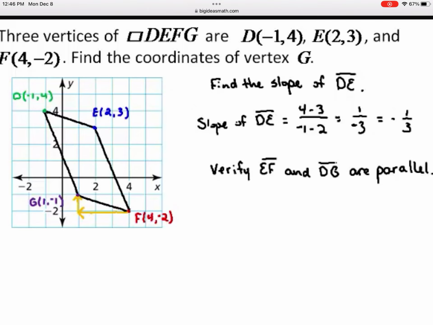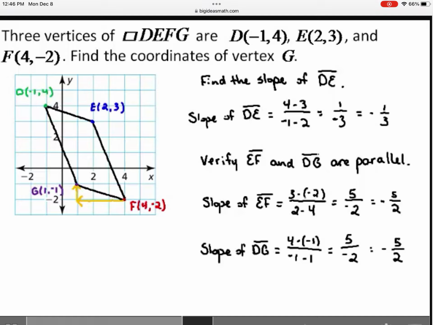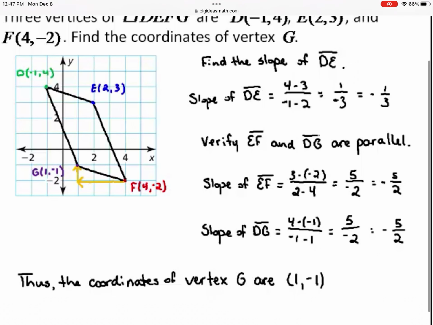Now verify that line segment EF and line segment DG are parallel. So the slope of line segment EF equals the quantity 3 minus -2 divided by the quantity 2 minus 4, which equals 5 divided by -2, or -5/2. And the slope of line segment DG equals the quantity 4 minus -1 divided by the quantity -1 minus 1, which equals 5 divided by -2, or -5/2. Thus the coordinates of vertex G are (1, -1).